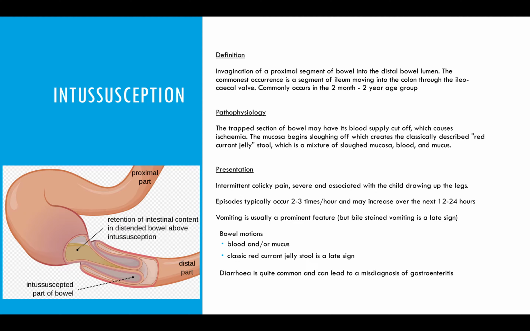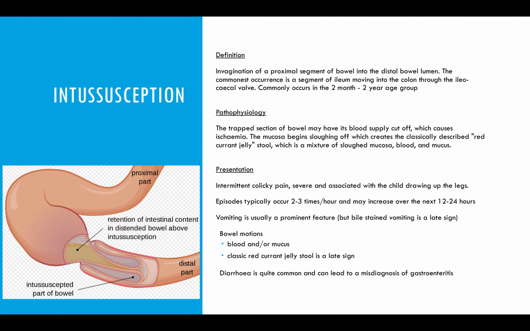And then in terms of bowel motions, they talk about this classic red currant jelly stool, but to be honest, it's a really late sign, and even if it's not there, intussusception should be suspected. Diarrhea is common, and you shouldn't just assume that it's gastroenteritis just because they have diarrhea. So like I said, the young child who is irritable and inconsolable on and off, that's someone to consider that they may have intussusception.